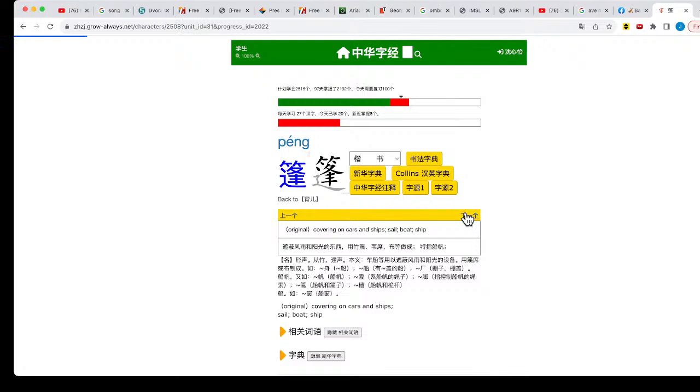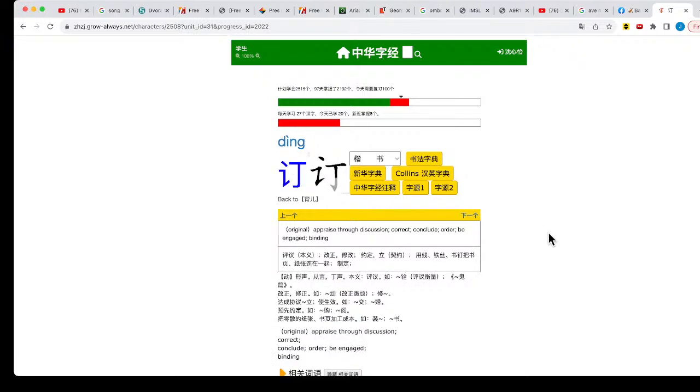盆. 定. 定 means appraise through discussion. What does that mean? That means you are evaluating things by gathering people together to discuss it. This is called 定. And so naturally it has a meaning of correcting things, right? You evaluate what's appropriate, what's not appropriate, and then make some changes accordingly. So this is called 定.